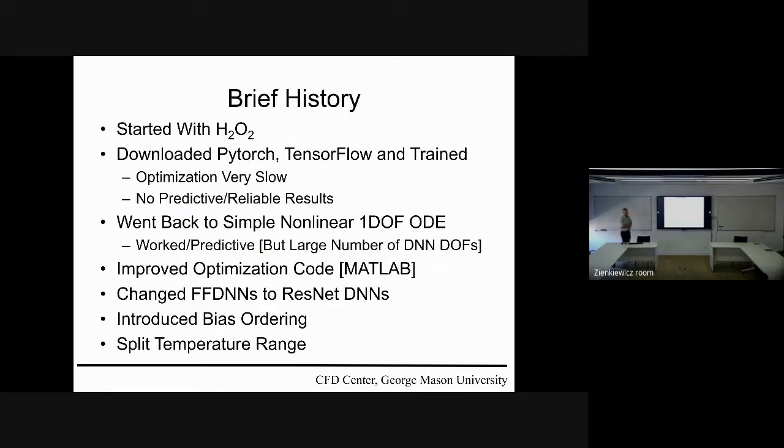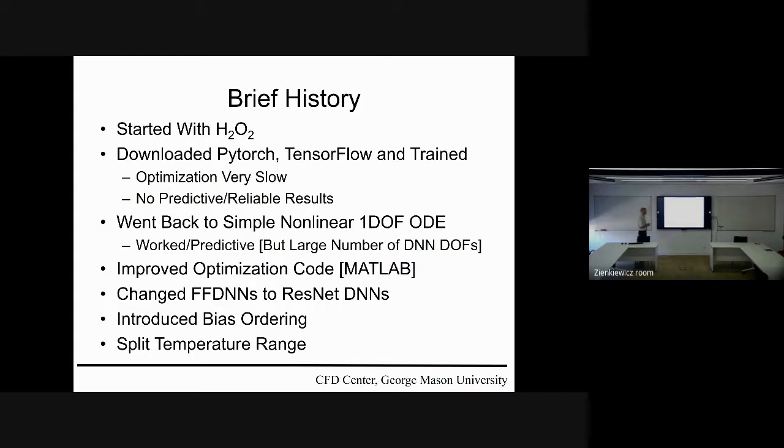So this is a brief history. We started with H2O2, a very simple reaction, only 8 species, something like that. You download PyTorch or TensorFlow, you press the button, and within half a day you're running. This is one of the magic things about this, and that's why everybody's doing it. It's so easy to download something from the web. You install Python, you press the button, it goes.